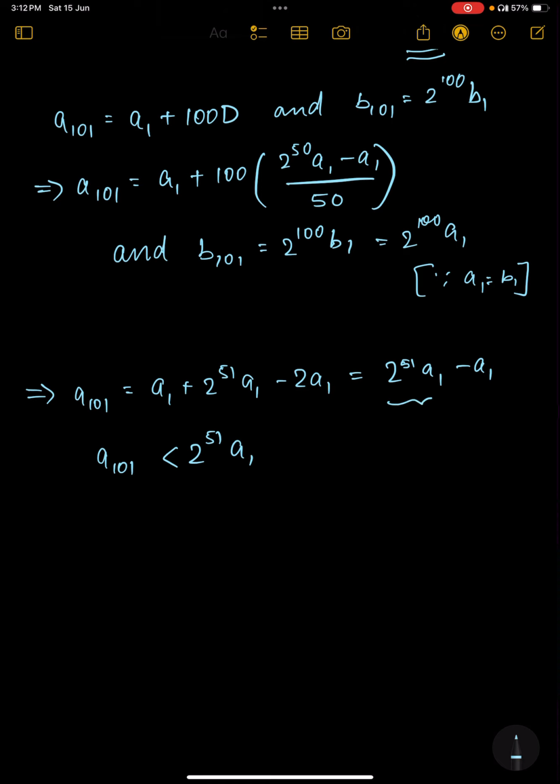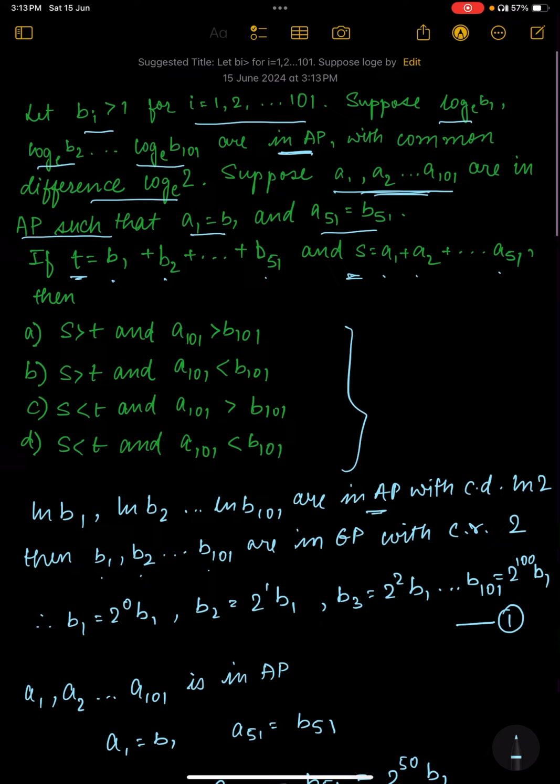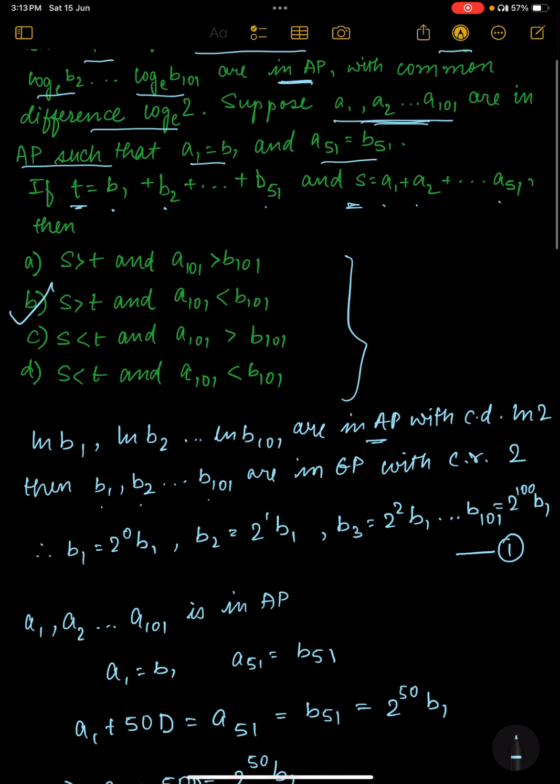So as you see, A101 is less than 2 power 51 A1 by the same logic. In this term, I'm subtracting some value from it, so it has to be less than. And I find that B101 is equal to 2 power 100 A1. So B101 is greater than 2 power 51 A1. Therefore, we have B101 greater than A101. So it is my second inequality. Now let's check our options. S is greater than T and B101 is greater than A101, or A101 is less than B101.